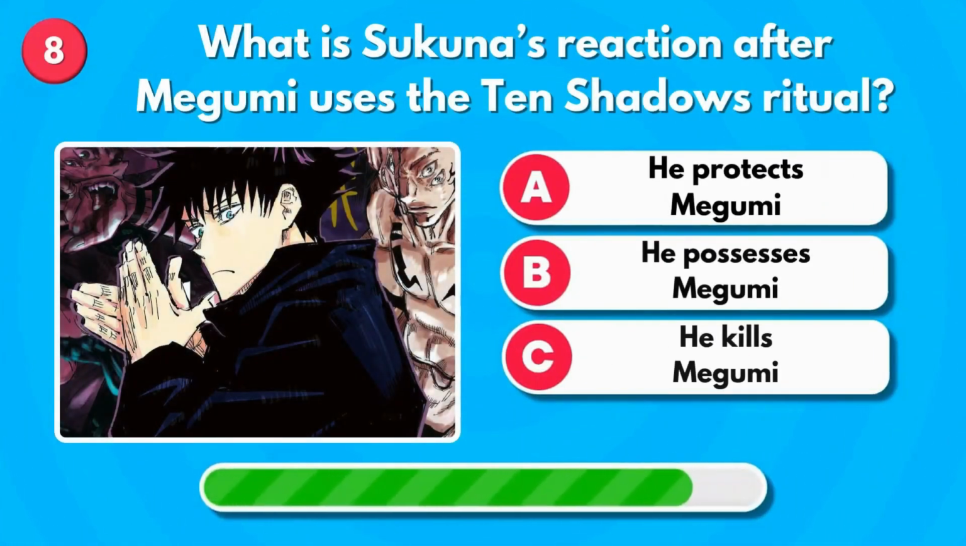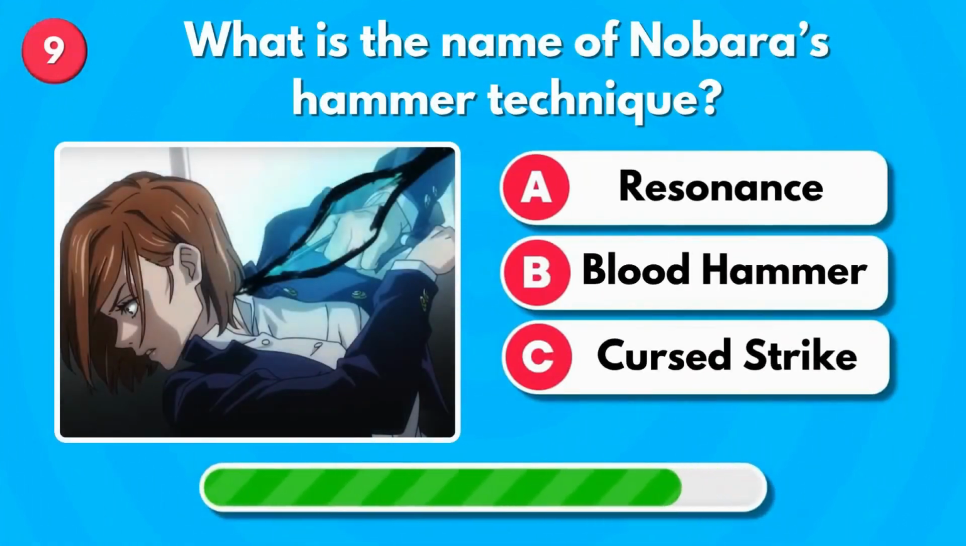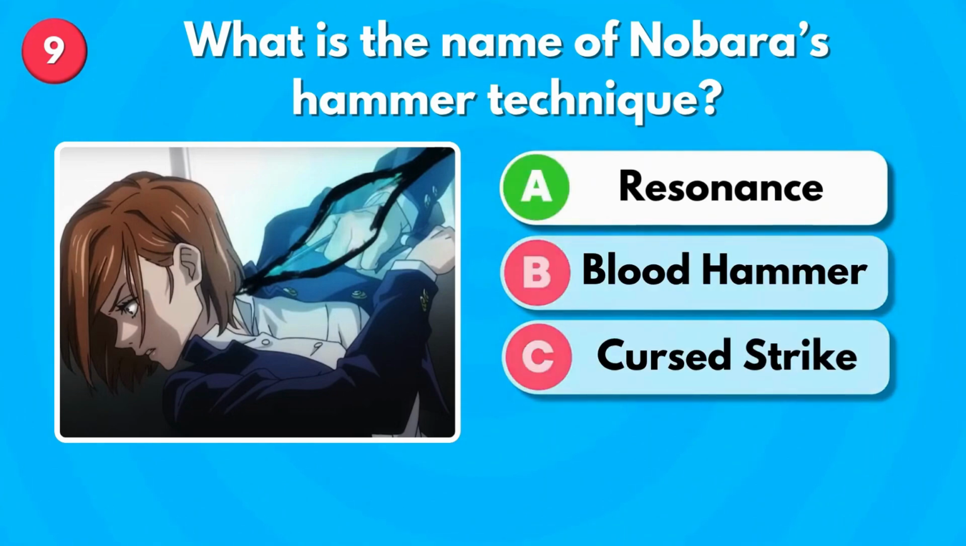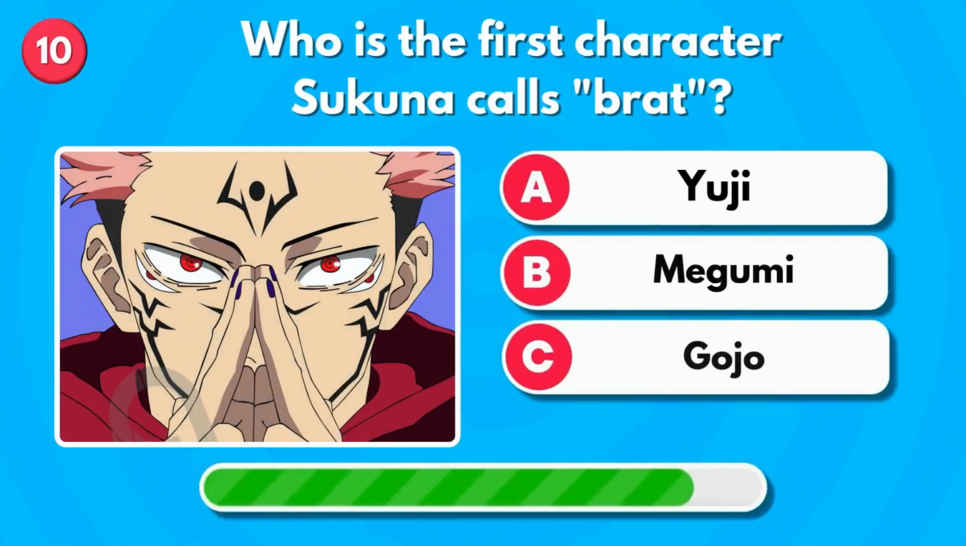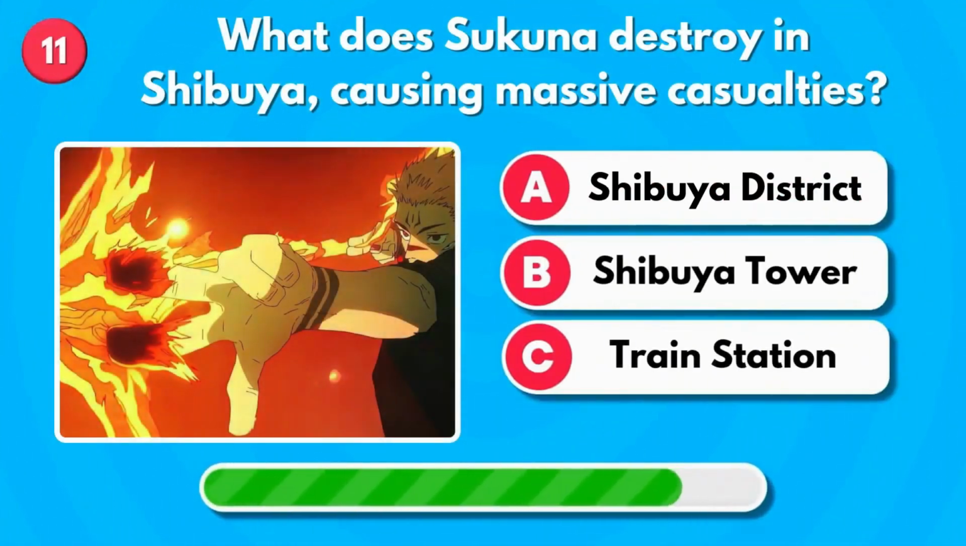What is Sukuna's reaction after Megumi uses the Ten Shadows ritual? He possesses Megumi. What is the name of Nobara's hammer technique? Resonance. Who is the first character Sukuna calls brat? Megumi. What does Sukuna destroy in Shibuya, causing massive casualties? Shibuya District.